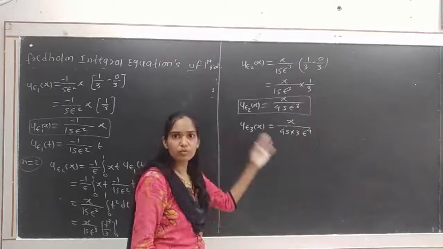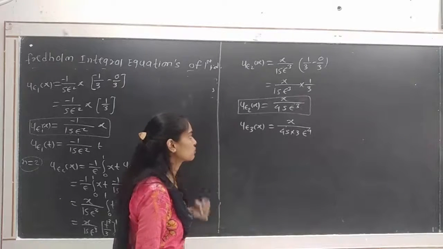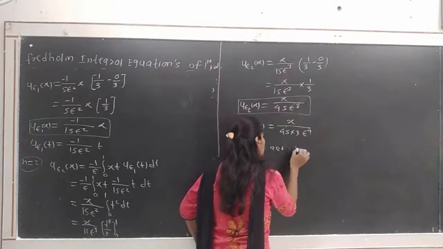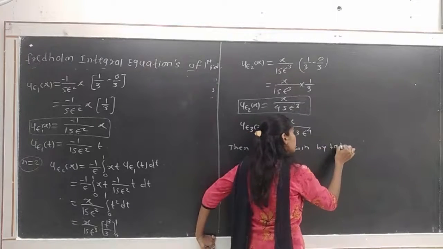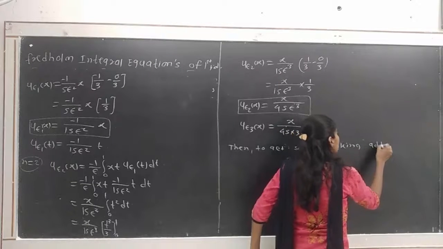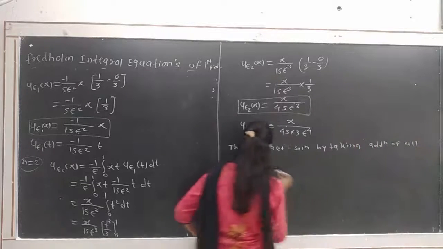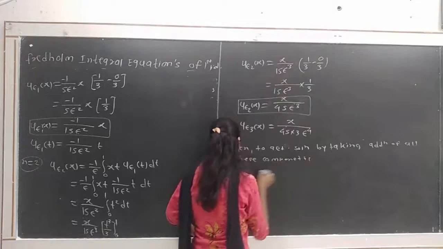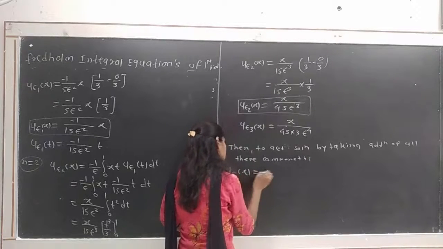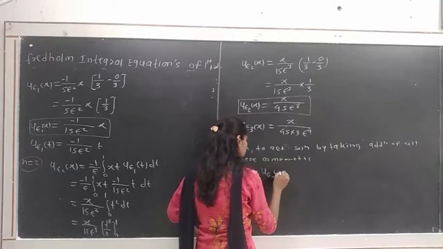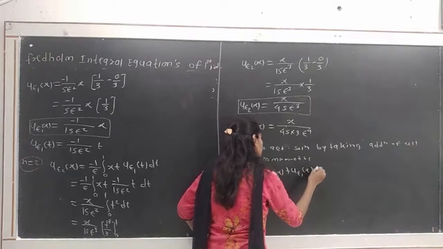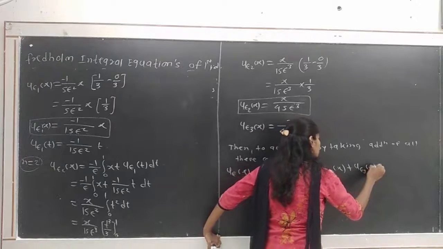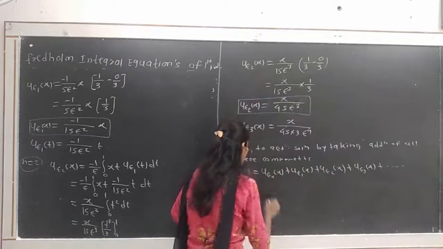So continuing in this way, we have to get the next components of the series solution, and then to get the solution by taking addition of all these components. So u epsilon x is equal to u epsilon 0 x plus u epsilon 1 x plus u epsilon 2 x plus u epsilon 3 x and plus up to so on. Okay, so we put here values.